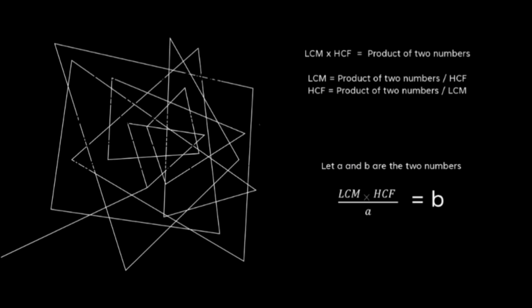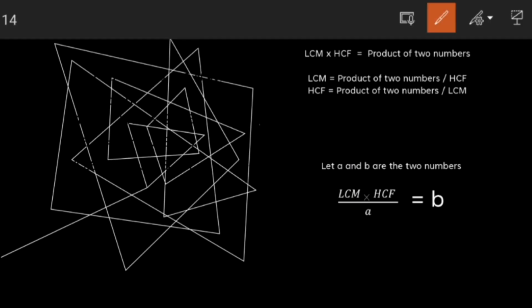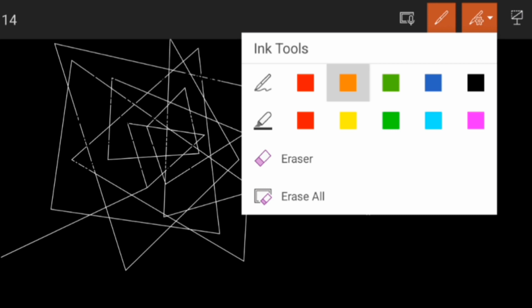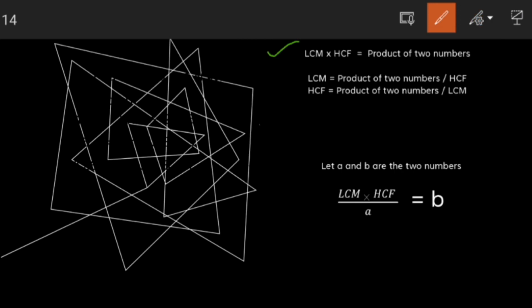We have already done this in class 5 also: LCM into HCF is equal to the product of the two numbers. Whenever you are given two numbers, you find the product of the two numbers, the LCM of the two numbers, and the HCF of the two numbers. So this relation is there. Whenever you multiply LCM into HCF, you are verifying that the LCM into HCF product is equal to the product of the two numbers. We'll verify in the questions.